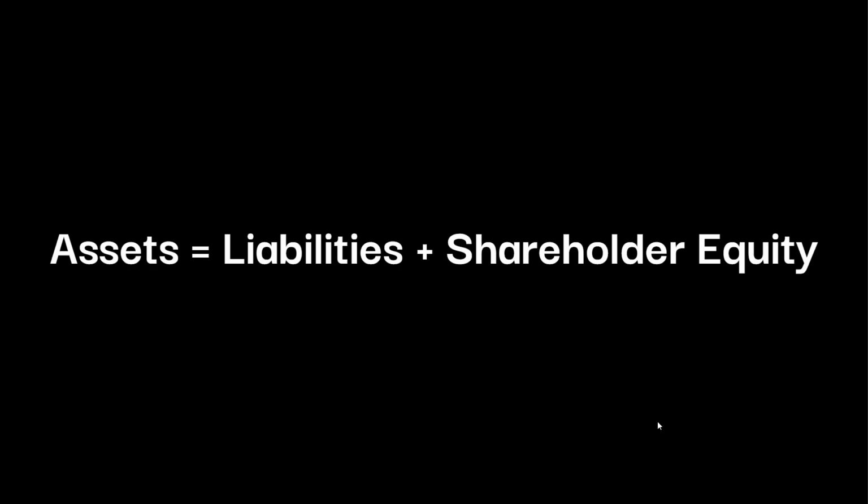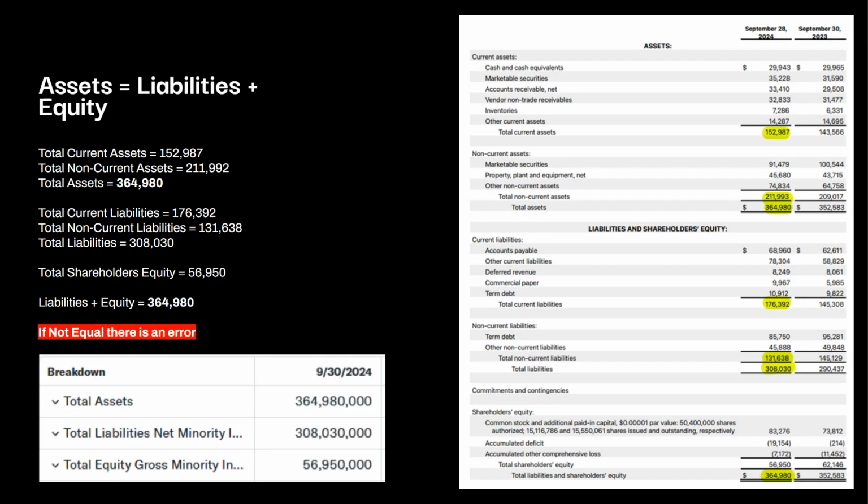Okay, now let's start off with the most important equation on your balance sheet, and that is assets equals liabilities plus shareholders equity. So let's take a look at this over here, right? So we start off over here in the statement, and you see total current assets equals 152,987. Then you need to look at total non-current assets, which is 211. Both of those sum up to our total assets, which we'll be using, right? Assets equals liabilities plus equity. Our assets is 364,980. Confirmed.